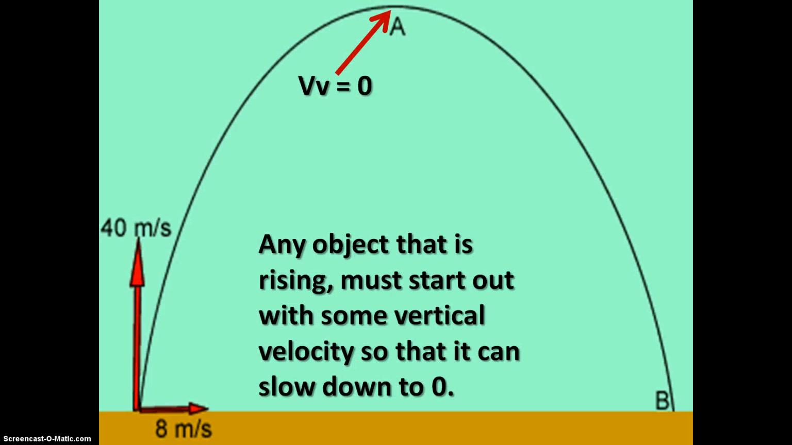So any object that's going up has to start out with some vertical velocity so that it can slow down to 0. Remember that any object that's going up has to slow down. And so when it first leaves your hand or leaves whatever, it has to have some velocity so that by the time it gets to the top, it can have a velocity of 0.